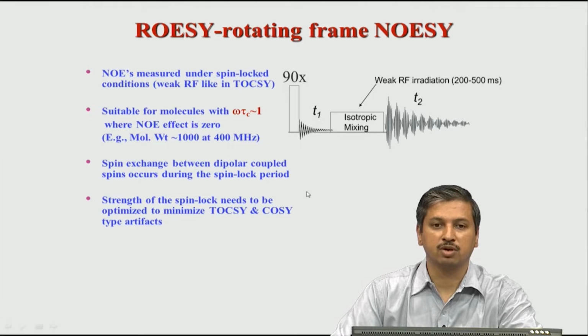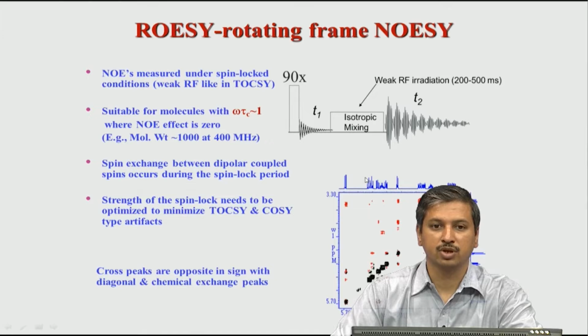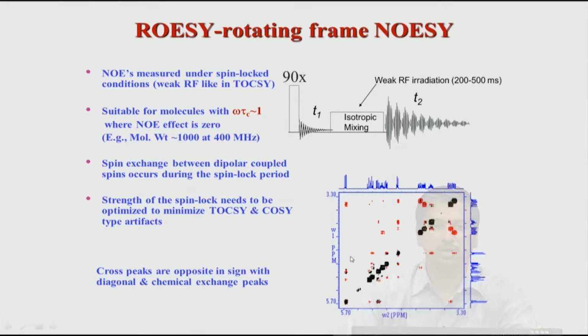But remember, as I said, in TOCSY we of course use a very short mixing time, whereas in ROESY it is a little longer. So, this is an experimental spectrum, how it looks. You can see here that there is a diagonal peak and there are these cross peaks, in red color. If you notice immediately, the cross peaks are opposite in sign compared to the diagonal and chemical exchange.